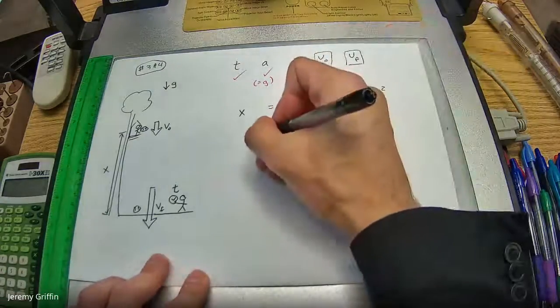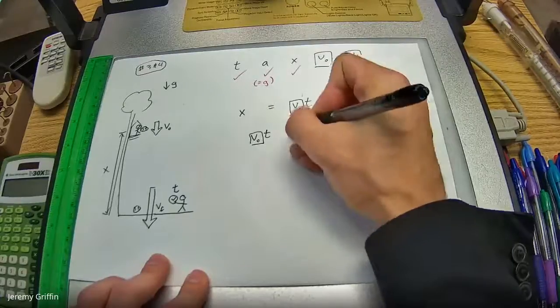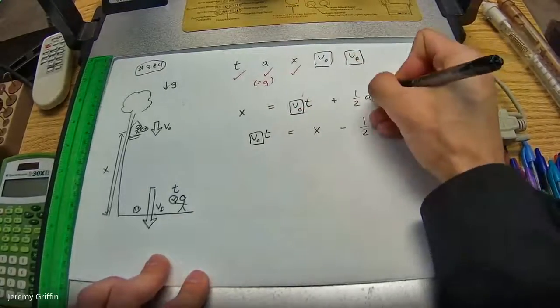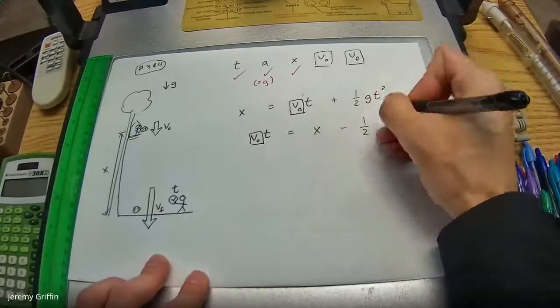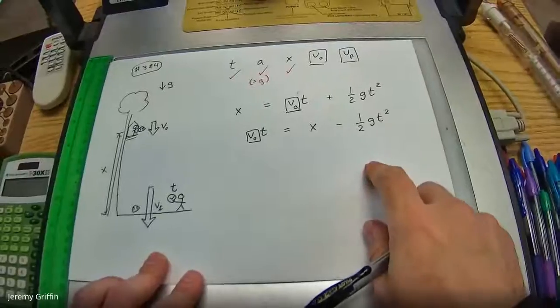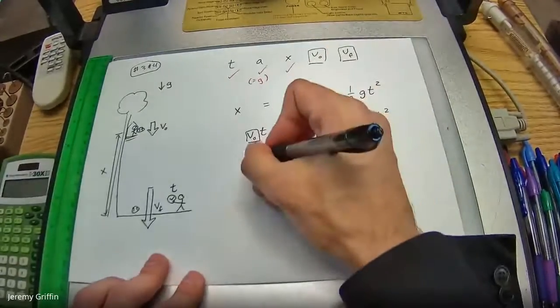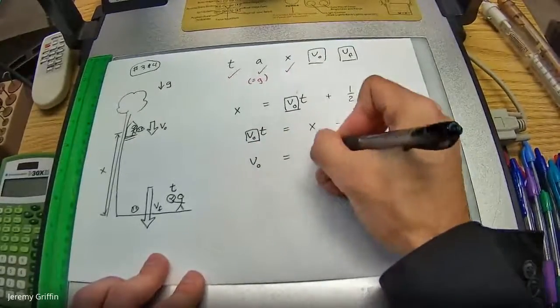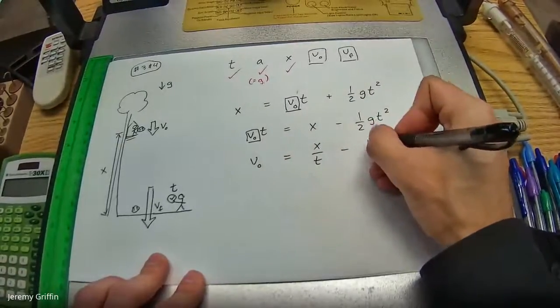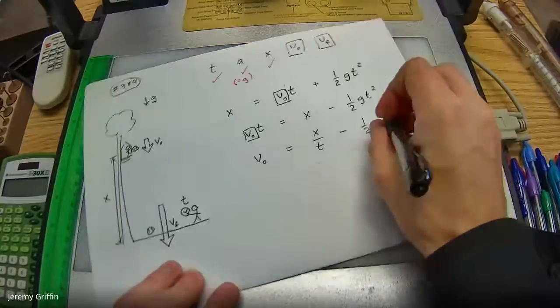Let's see. V naught t is x, I have to subtract off the half a t squared. Oh, I meant to call that g. Sorry about that. Half g t squared. I guess you could call it a, doesn't really matter. Right. Then divide both sides by t. One of these t's cancels. That's it. That's the whole thing.